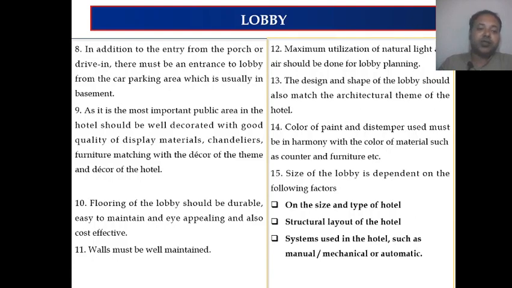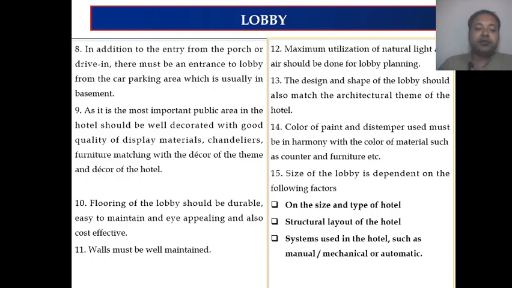As it is the most important public area in the hotel, it should be well decorated with good quality display materials, furniture, and a theme based on the local theme. The decor of each hotel should be very different from the others, because nowadays each and every hotel is based on some theme. It could be an eco-friendly hotel, or very commercial, following the commercial trend and traditions also.